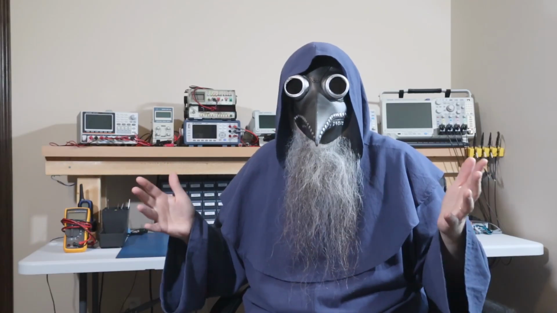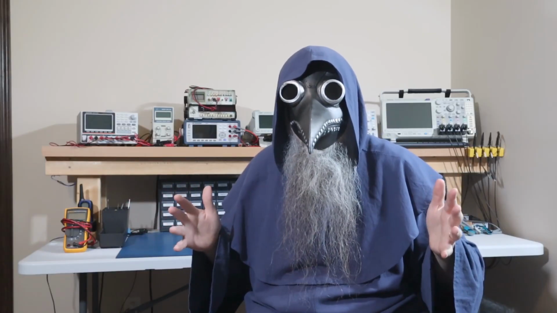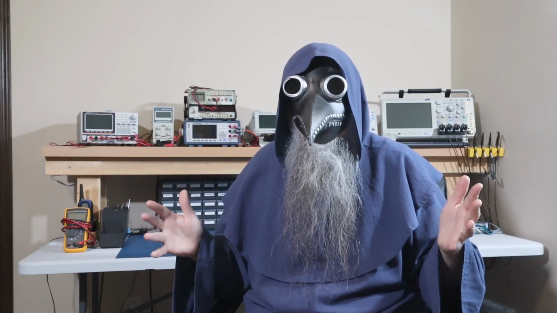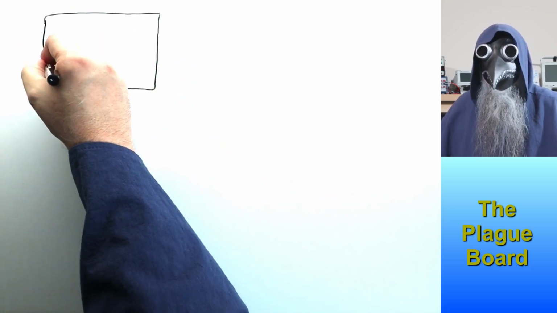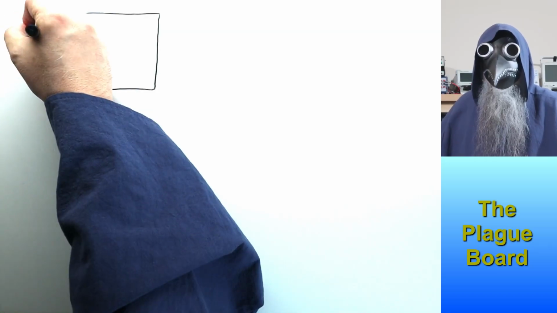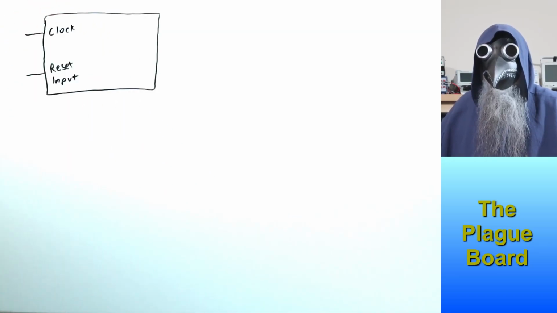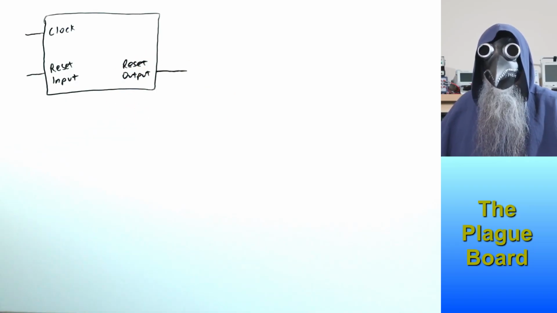But how can we synchronize the reset line to the clock signal? It's actually not that difficult. Let's look at what needs to happen. First, let's create a little black box here. It'll have 3 pins on it: the reset input signal, the clock signal that we want to synchronize it to, and a reset output signal, which will be the fully synchronized reset signal.